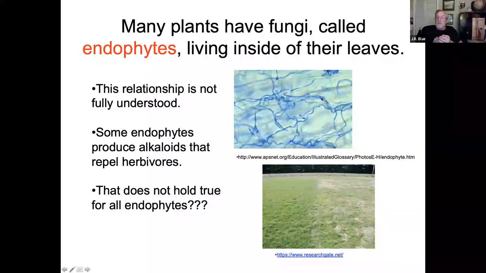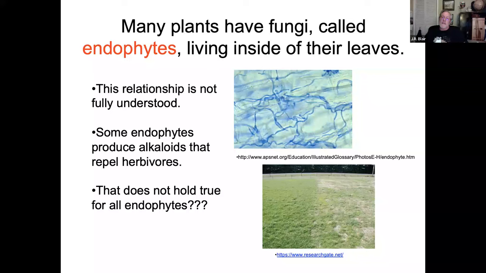Now, there are some endophytes that are clearly anti-herbivore. They produce alkaloids that herbivores tend to avoid eating. This is a research project where you can see very clearly a line. The grass on the right side is mostly dead and patchy, and the grass on the left side is rich and full. It turns out that the grass on the left side has endophytes, the grass on the right side does not, and the grass that does not have the endophytes is being attacked by some sort of grub, I think a beetle grub, that is attacking the root systems of the grass and causing die-off. So, that's not true of all endophytes.